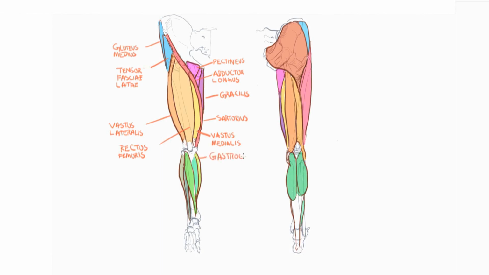There we can see gastrocnemius poking through the back. Lying deep to that, but we can still see it from a front view, is the soleus. Here the aforementioned tibialis anterior, which acts to dorsiflex the foot. And fibularis longus.